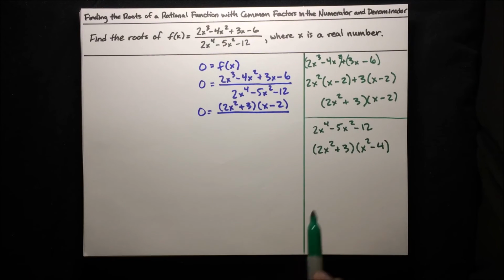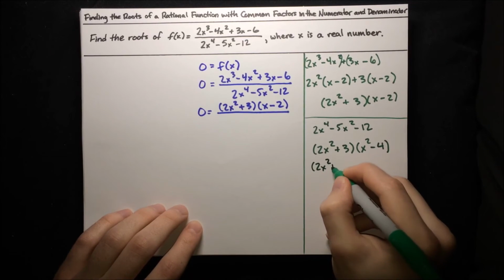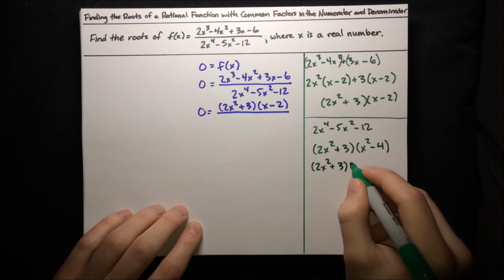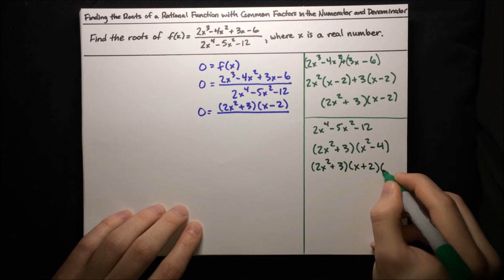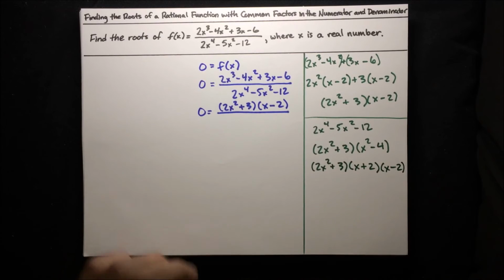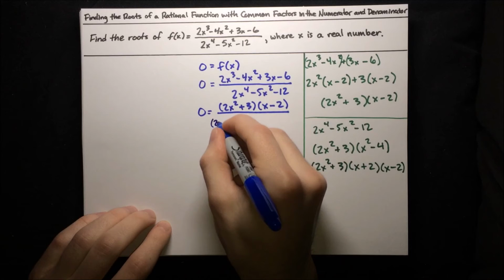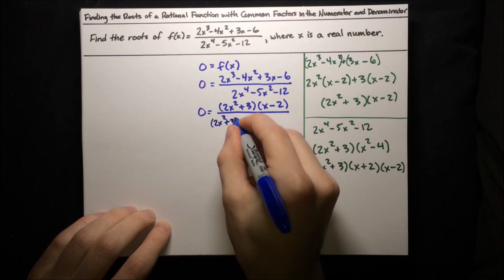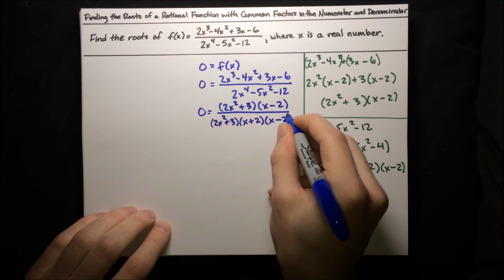And now notice that we can factor this even further. So 2x^2 + 3, and then x^2 - 4, that's a perfect difference of squares. So (x + 2)(x - 2). So let's go ahead and write that in for the denominator. That's (2x^2 + 3)(x + 2)(x - 2).